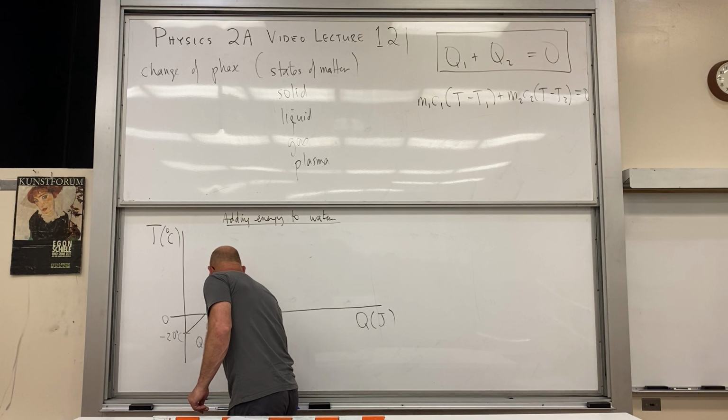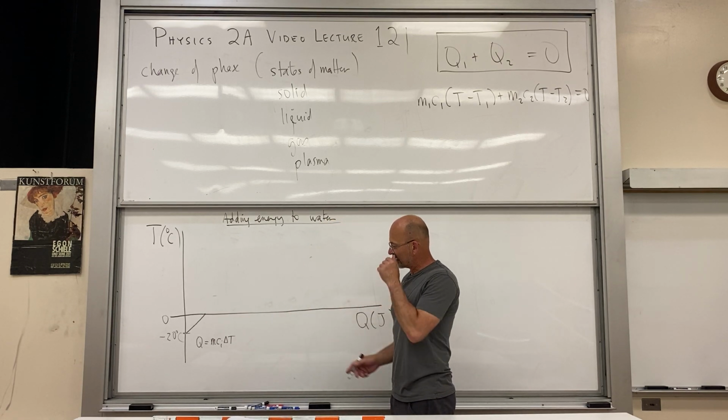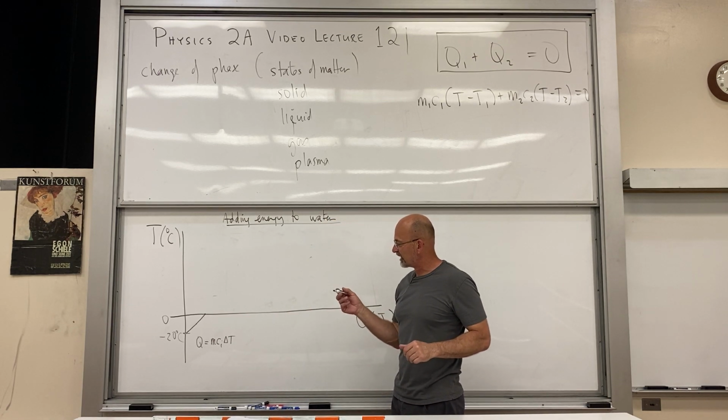All right, C sub ice, delta T. The delta T in this case was 20 degrees Celsius. So yeah, we're just warming up ice. Now here's where it gets interesting.